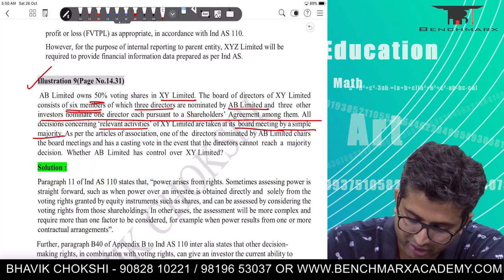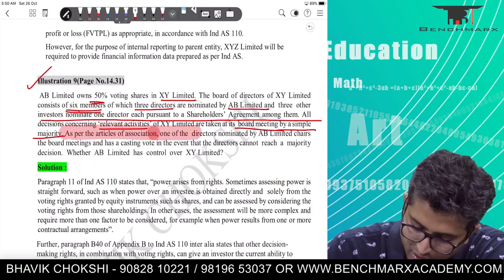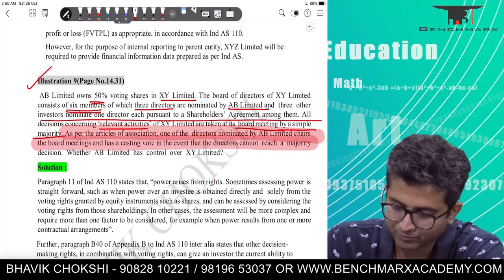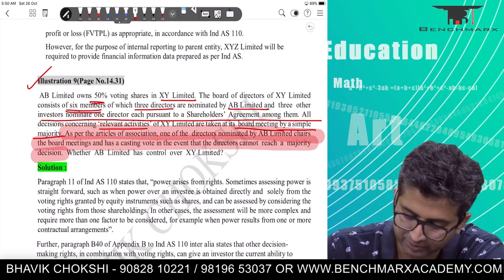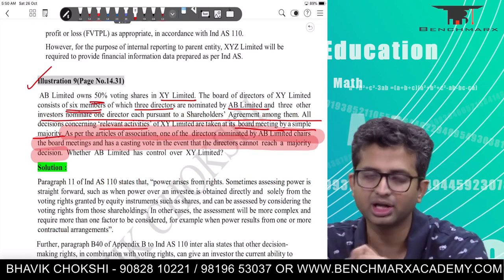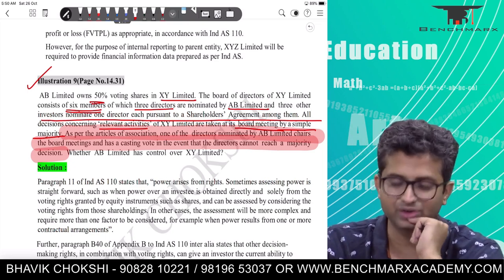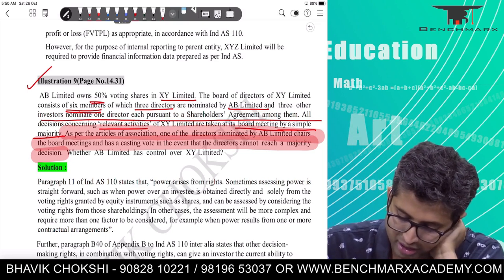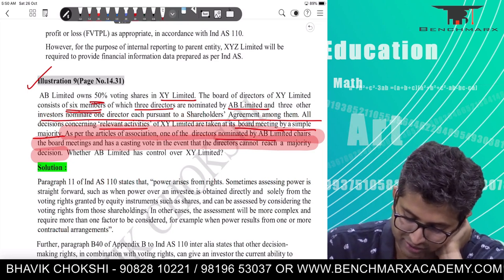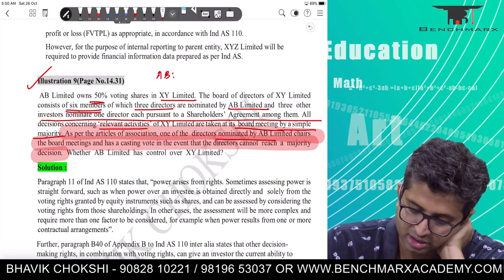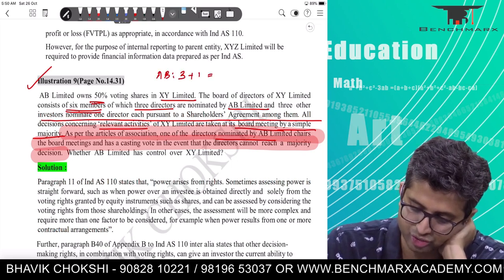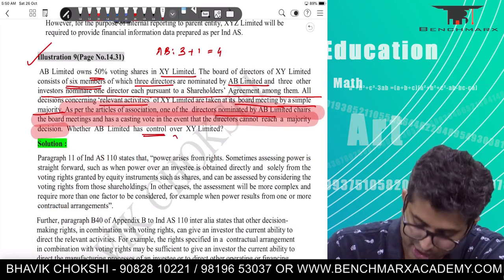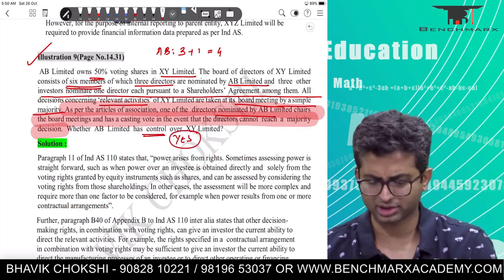As per Articles of Association, this is an important item, one of the directors nominated by AB chairs the board meeting and has a casting vote in the event that directors cannot reach a majority decision. Casting vote is in case there is a tie, then one of the members gets an additional vote. Now, which member gets the additional vote is the important consideration. One of the directors nominated by AB gets that casting vote. So AB already has 3 votes, and in case of a tie, it gets 1 additional vote, and hence AB will have 4 votes. So due to that casting vote, can we say AB has control over XY? Yes, AB has control over XY in such a case.